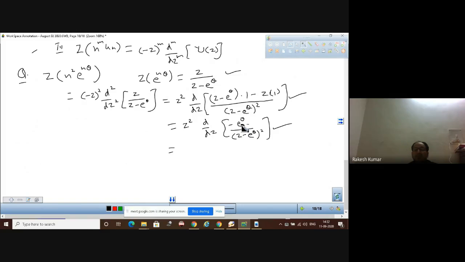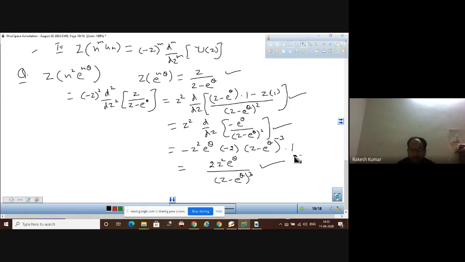And if we observe the fraction, we see that in the numerator we have minus e raised to power theta, and it is independent of the variable z. So you can take it outside of the derivative term. So ultimately it will be taken to the numerator and find out the derivative. Now I am going to compute the derivative, that is minus 2 into z minus e raised to power theta raised to power minus 3 into derivative of this bracket term will be 1. So that will be written as minus minus plus 2 z square e raised to power theta over z minus e raised to power theta whole cube. So this is the final derivative term. So we are able to compute the derivative.